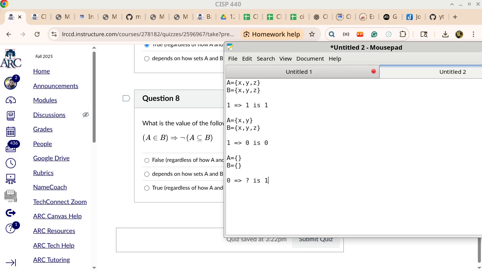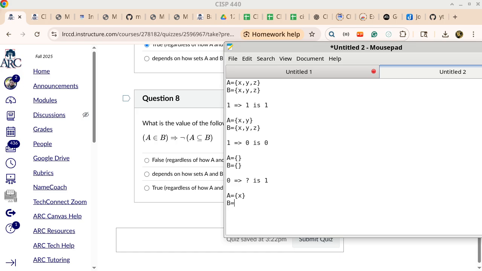So that means I need to now try to find a case where the implication itself is false. The only way for an implication to be false is for the left-hand side to be true, but the right-hand side to be false. So I'm trying to find an example, a case where set A is in fact an element of set B, but set A is not a subset of set B. That would not be too hard to do because I can make set A just a set consisting of X itself.